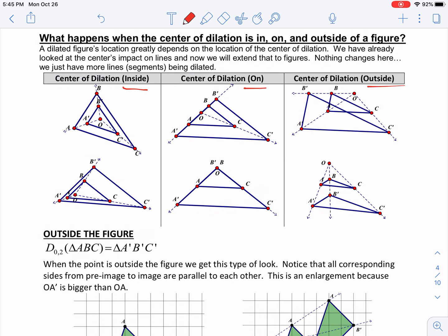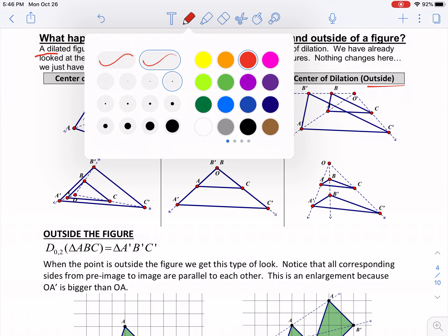So depending on where the center of dilation is located, what can happen, okay? Now it says a dilated figure's location greatly depends on the location of the center of dilation. We've already looked at the center's impact on lines, okay? But what we can do is take the center of dilation, wherever that happens to be.